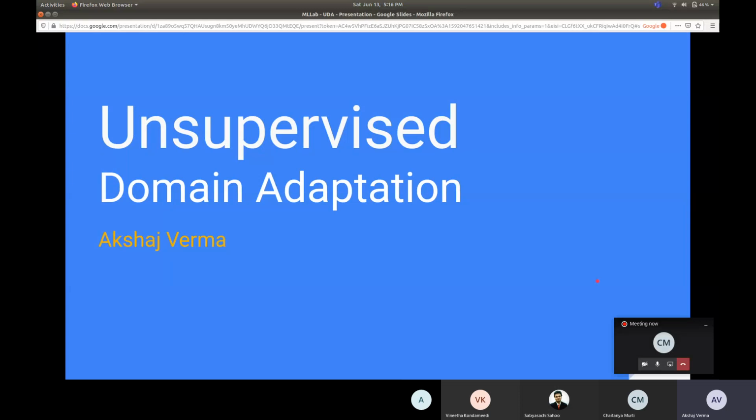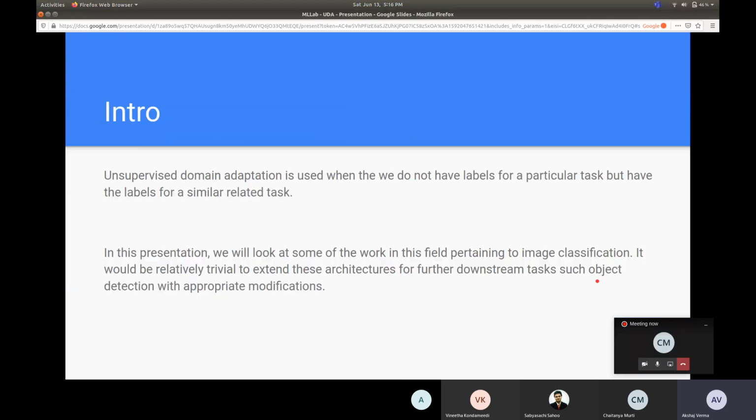Alright, so we're gonna be talking about unsupervised domain adaptation today. This is a situation where you have the training data, which is data and labels for one domain, and you do not have the labels for the other domain. You only have the data.